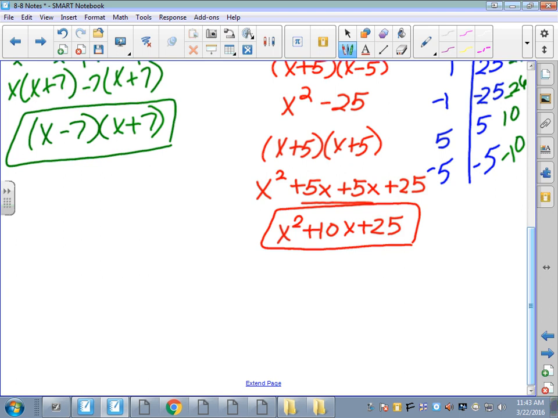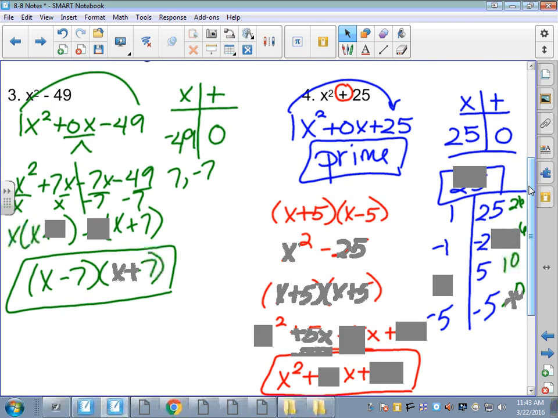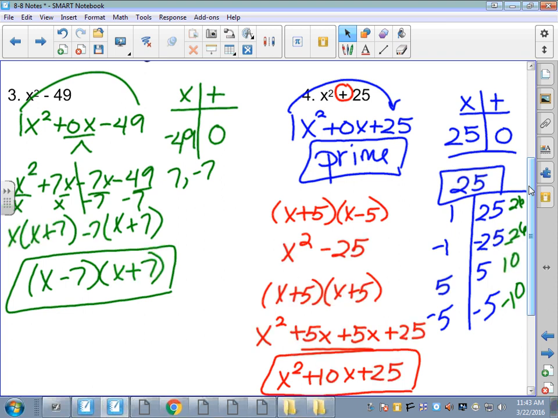So this is prime. We've exhausted all possibilities. There's a reason we call it a difference of perfect squares, not a sum of perfect squares. So be careful with those type of problems.